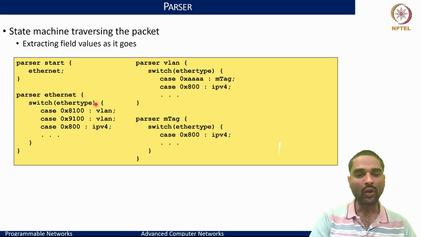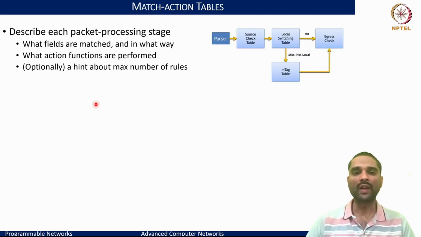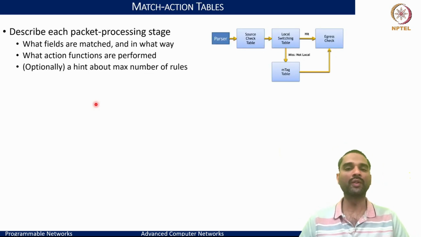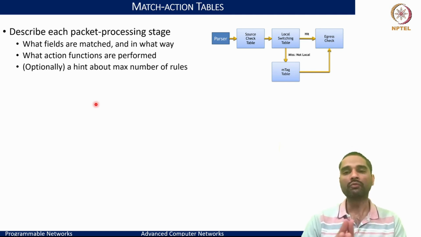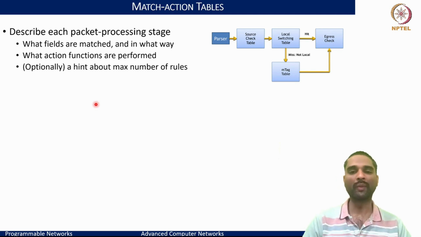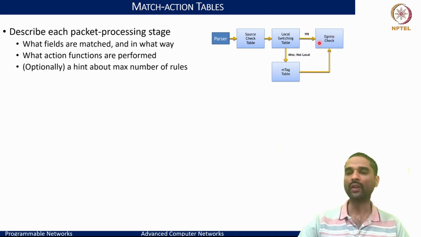So we have built two of the constructs here: the headers as well as the parser. Next, as the packets get parsed, they would be checked in the table in terms of what fields they are going to match and what actions they are going to take. We may also have to worry about the maximum number of rules that we may put, but let's consider for now that we are able to handle all the rules. What would happen is you parse the packet, you check the source table, you look up the local switching table to see what the hit is, then you want to do the egress check.